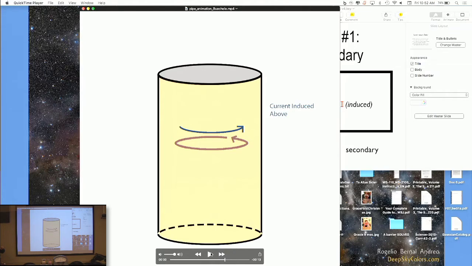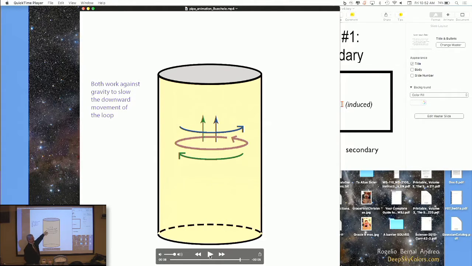Okay, now they're the same direction. They're attractive. Another force that's also in the up direction. The two forces together both oppose gravity. One of them because the A field is increasing down here, the other one because it's decreasing up here. Both of them work together to produce a force on the wire loop that opposes gravity. And remember, the strength of that force depends on the speed with which it is falling. The faster it falls, the stronger that force.